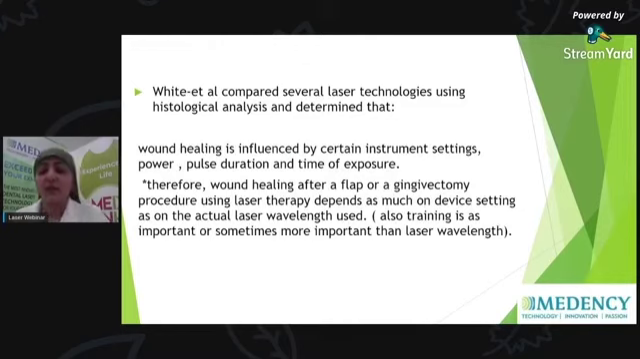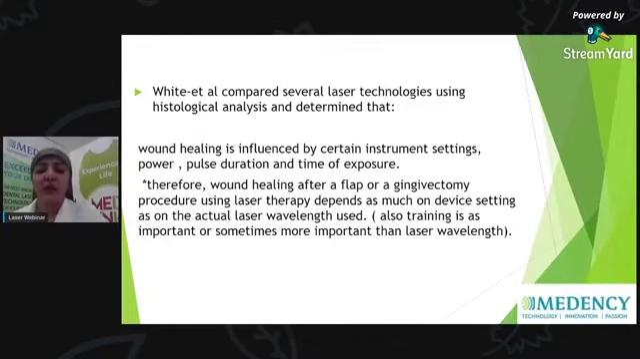White et al., scientists, compared several laser technologies using histological analysis and determined that wound healing is influenced by certain instruments, settings, power, pulse, duration, and time of exposure. Therefore, wound healing after a flap or gingivectomy procedure using laser therapy depends as much on device settings as on the actual laser wavelength used. Also, training is very important, sometimes more important than laser wavelength. Why did he say that?